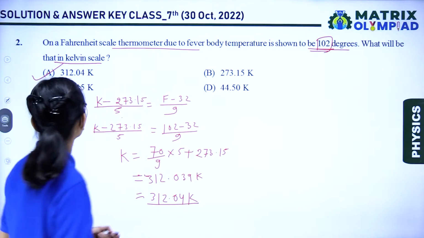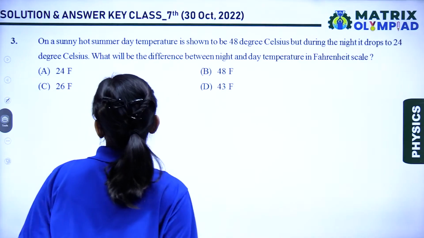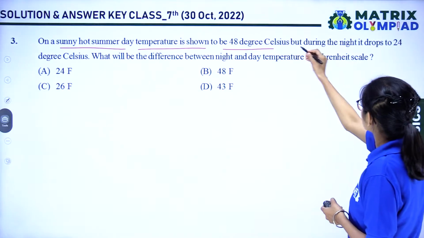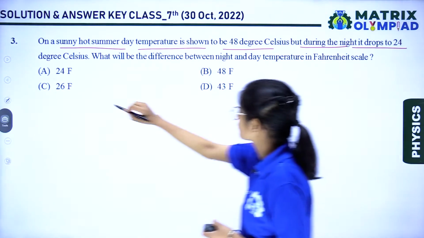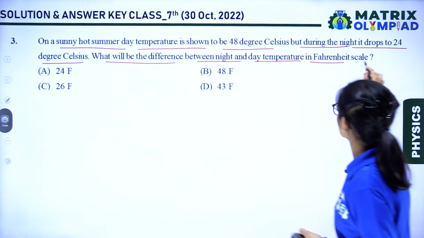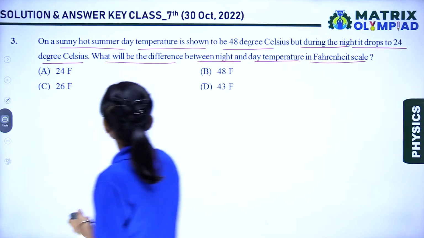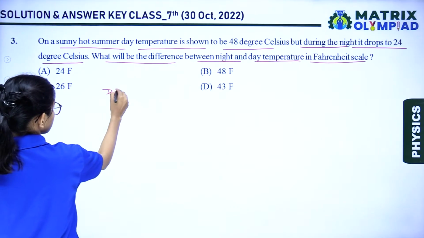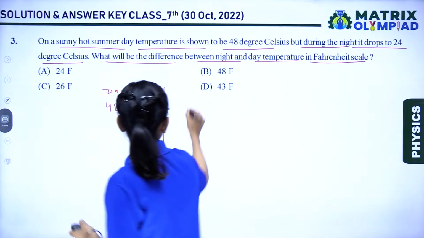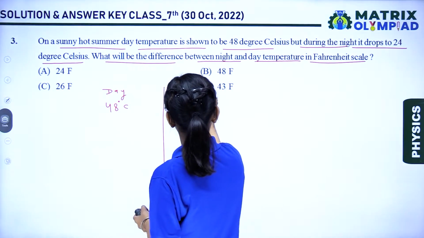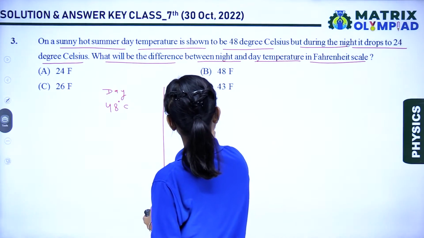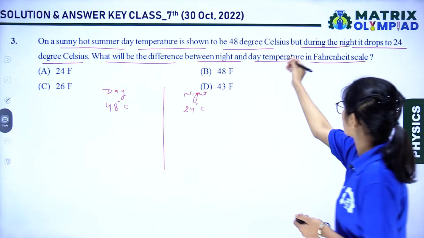Now let's come to question number 3. On a sunny hot summer day, the temperature is shown to be 48 degrees Celsius, but during the night it dropped to 24 degrees Celsius. What will be the difference between night and day temperature in Fahrenheit? The day temperature is given as 48 degrees Celsius and at night the temperature fell to 24 degrees Celsius. But we have to find the temperature difference on the Fahrenheit scale.